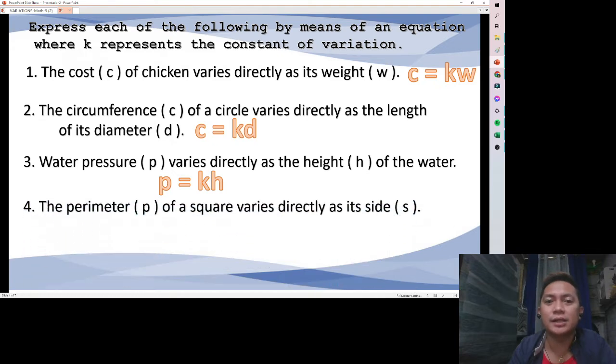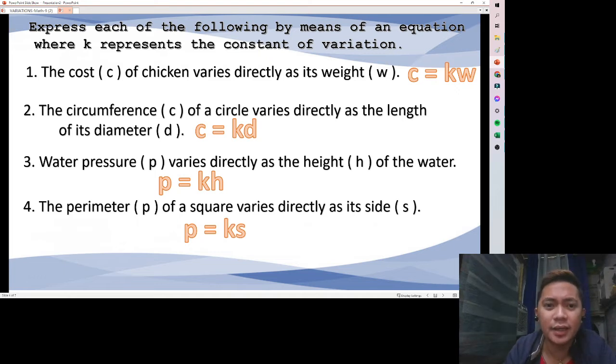Okay, next we have the perimeter P. The perimeter P of a square varies directly as its side, that is equivalent to the statement P = kS. So perimeter is equal to k, the constant of variation, times the side. When we say perimeter, this is the measure of the sides. When the perimeter changes, the size of the sides also changes.